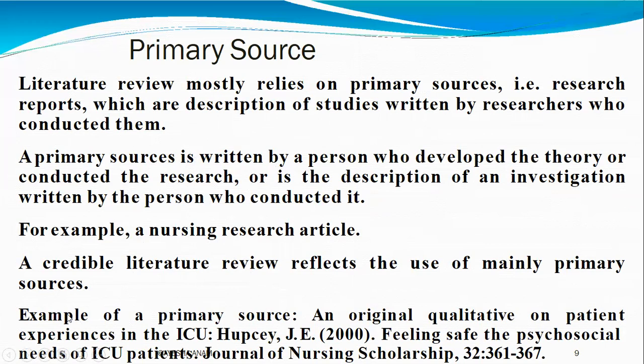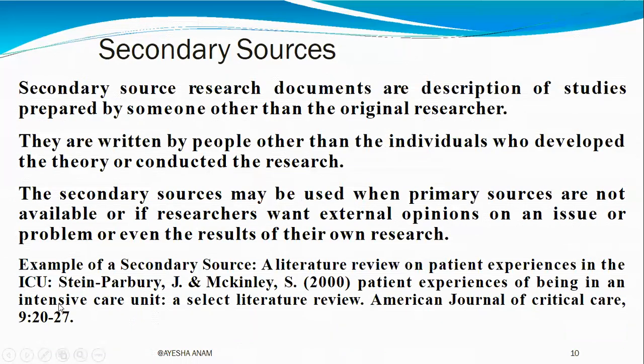So there are different research papers and they include the original theory that is experimented by the researcher, and these are the primary sources of research. The secondary source research documents are descriptions of studies prepared by someone other than the original researcher. So these primary sources are used by many researchers and they also do the study and prepare the documents or descriptions. They are written by people other than the individuals who developed the theory or conducted the research.